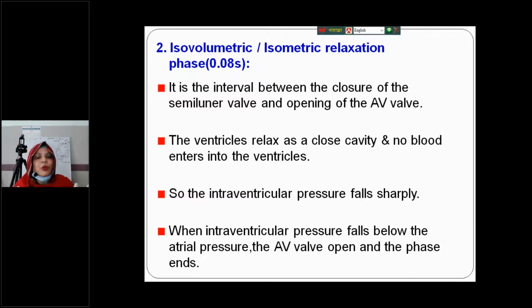After opening of the AV valve, all blood rushes towards the ventricle. This is the isometric relaxation phase. Iso means same, metric means length. There is no change in the muscle fiber length here. That's why it is called the isovolumetric or isometric relaxation phase.